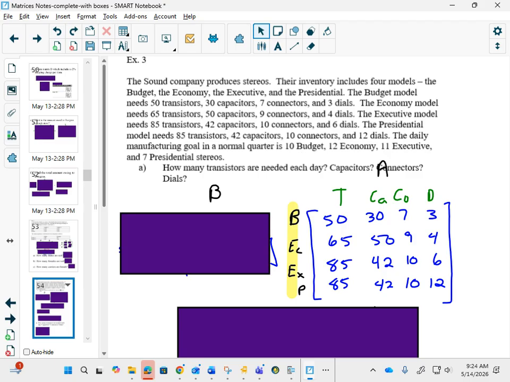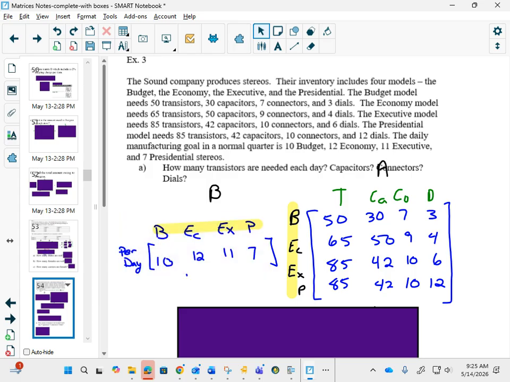And then I'm going to look at the rest of the stuff that I have and notice it has other data with the budget, the economy, the executive, and the presidential. Right? Which lovely spells a swear word, which we beep out. Okay, so because they have this beep right here, we need to make sure that this other matrix also has the beep. So we write the beep across the top.